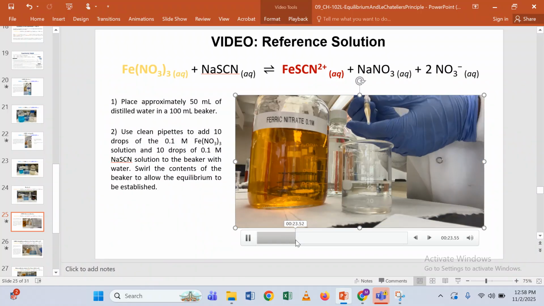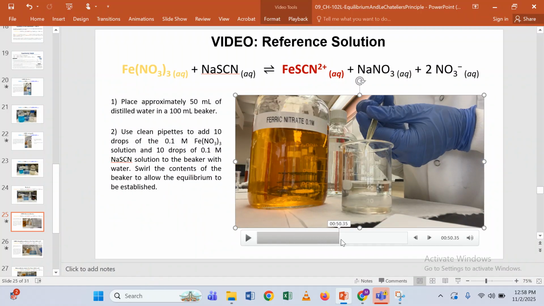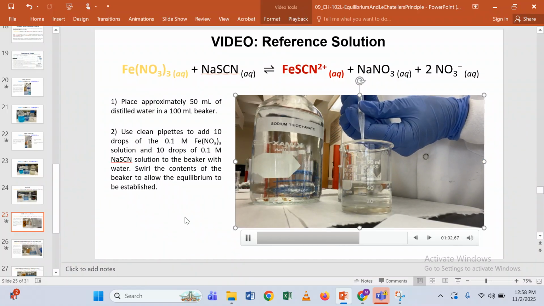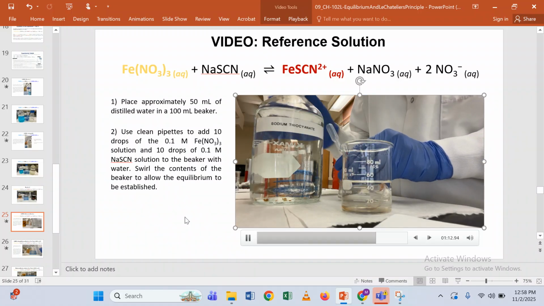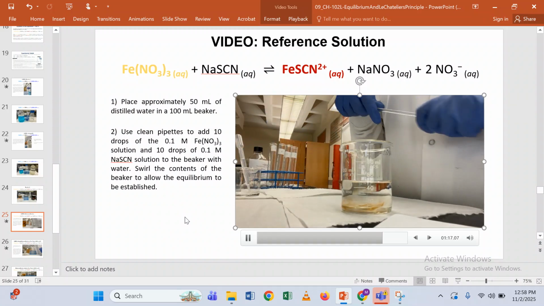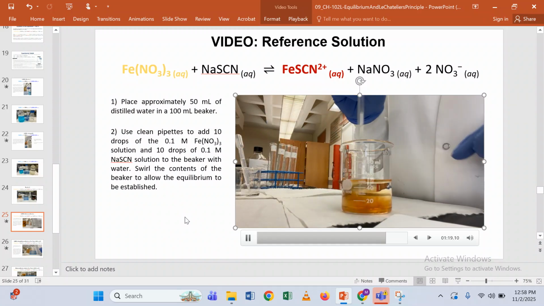We took the yellow, all right, and now we are going to take the sodium thiocyanate. Let's see, what color is it turning? We gotta put 10 drops. If it's turning red, that means it's shifting right. If it's turning yellow, that means it's shifting left. Now we're gonna swirl the content and see what we see. All right, look at that.